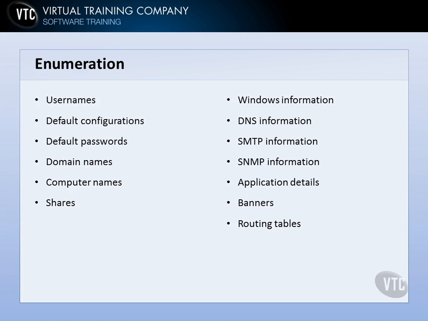Speaking of banners, sometimes we're trying to get those because we want to know the version of the operating system or the application so we can look for vulnerabilities. But in a lot of cases, these banners will also give us other information about the application or service as well. And finally, we also may be looking at routing tables, and that information would tell us what kind of routes are on the networks and what kinds of routes the traffic needs to take to go beyond the network.